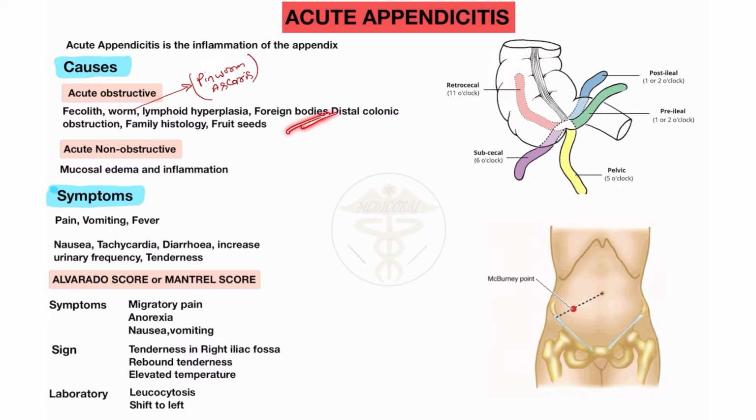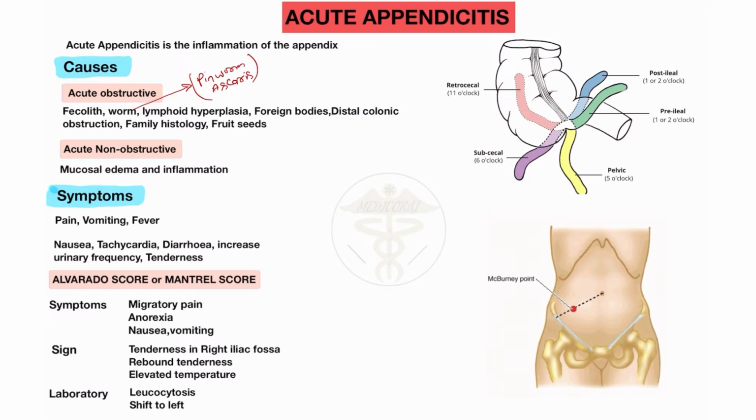Foreign bodies, when they come from the outside. Distal colonic obstruction, because the colon is present in this area, and when there is obstruction in the colon, it causes obstruction of the appendix. Also family history, some people have a family history, and fruit seeds. Sometimes people consume fruits like orange and apple. When some people also consume the seeds, it can also cause acute appendicitis. So these are the causes of acute appendicitis due to obstruction.